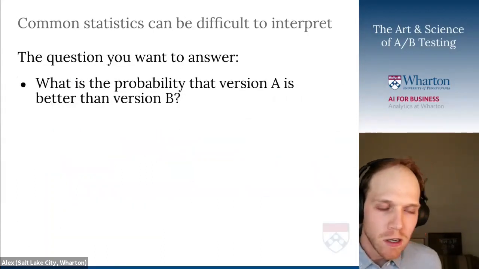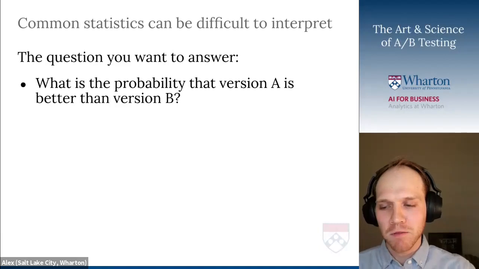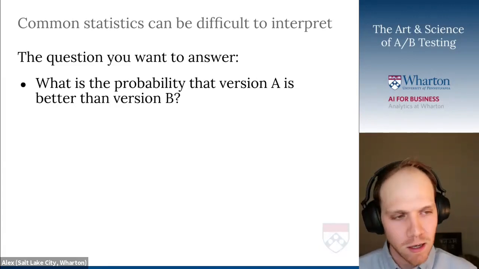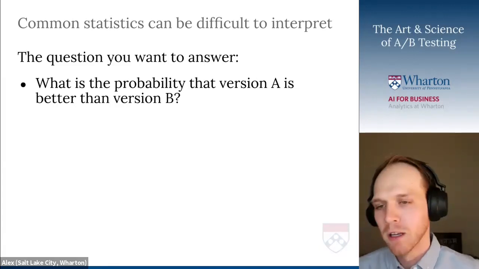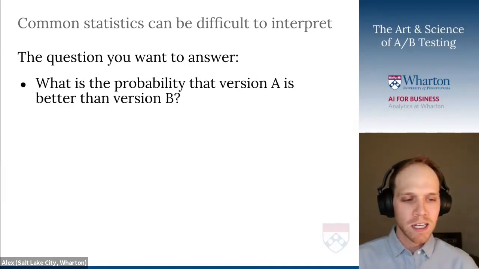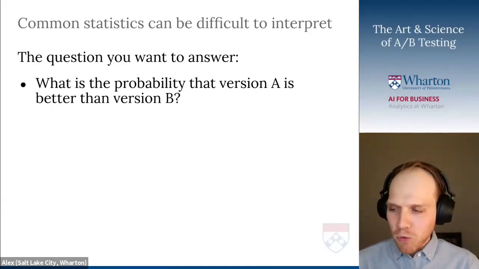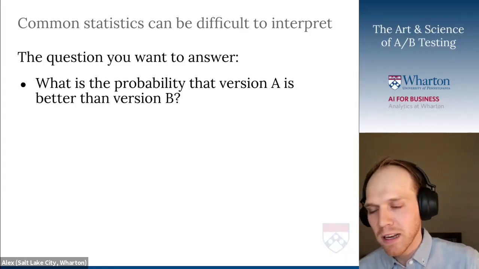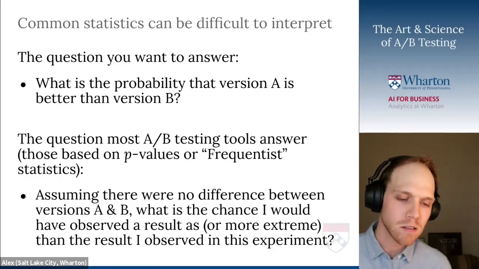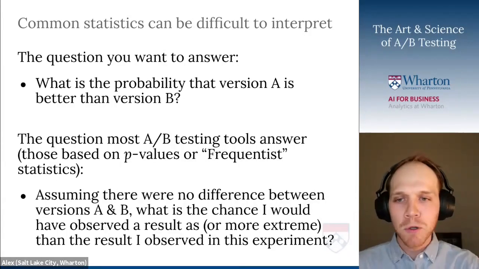One challenge is that statistics can be very difficult to interpret, especially these types of classical p-value type statistics, right? What everybody wishes that their software would just tell them straightforwardly is, what is the probability that version A is better than version B, or vice versa, right? That's what we care about as decision makers. Essentially, when you're running an experiment, this is the thing that you, as a human being, would like to know. Unfortunately, classical statistics based off of p-values, or what's called frequentist statistics, are unable to answer this question.